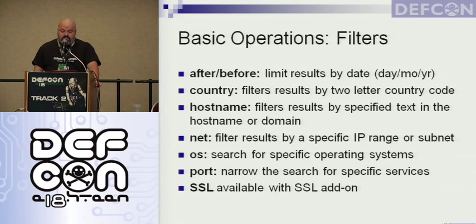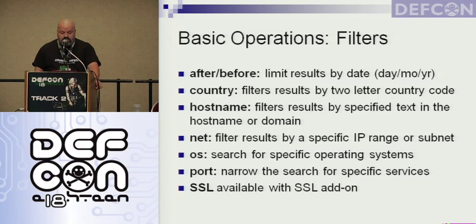The country filter filters by two-letter country code. So if you know the two-letter country code that the IP address is registered to, for example, obviously country : US will limit it to US registered IP addresses. Hostname filters by text in the hostname or domain. So if we want to limit our results to the .edu domain, or to google.com, or whatever words you want to use in a domain or a hostname, you can limit your results to that.